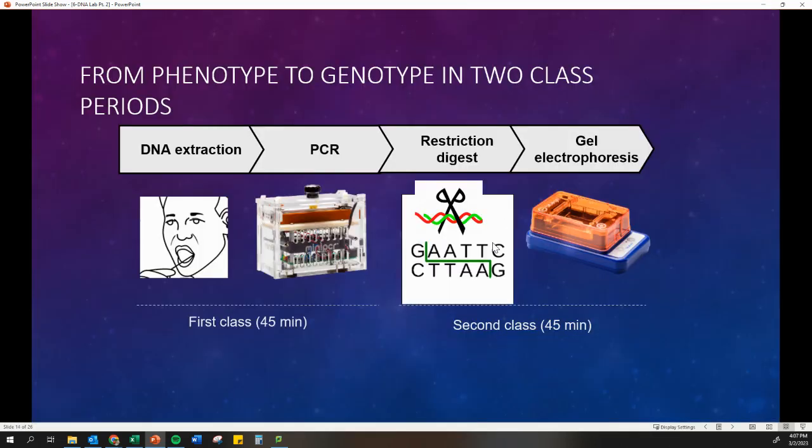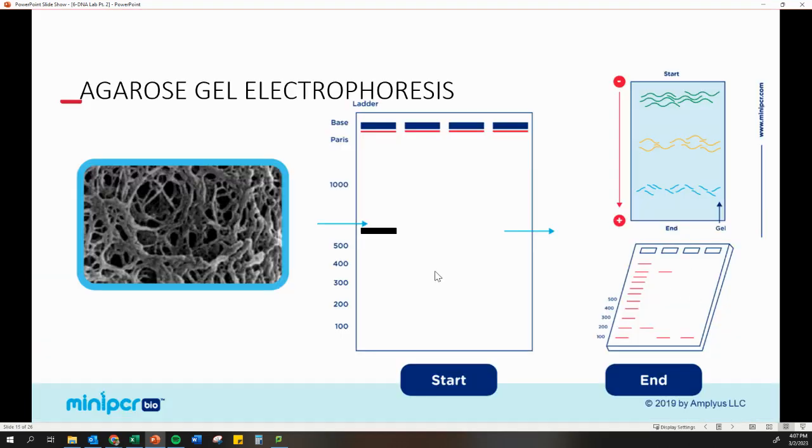And then after that, now we have cut our DNA, but now it's still in a tube. We still have a tube of DNA, and cut DNA or uncut DNA still looks like a tube. So we need to be able to visualize and see, well, did it cut or did it not cut? And that's the purpose of our gel electrophoresis.